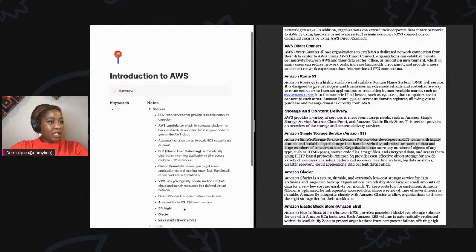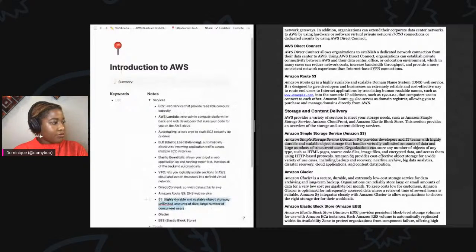Highly durable and scalable object storage. Unlimited amounts of data, large number of concurrent users. Cool. I have so many services. I hope they're not listing each and every one of them and just some really important high-level ones.